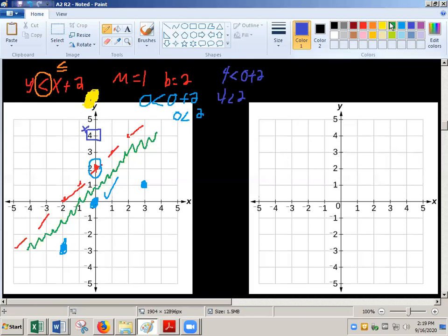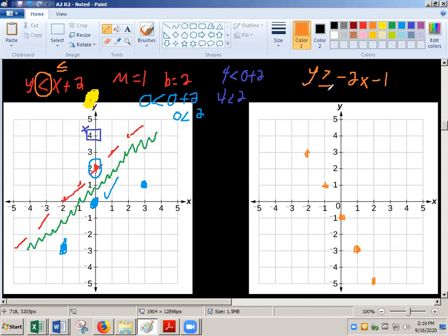Do one more example. We'll do y is greater than or equal to negative 2x minus 1. So when I'm looking here, I'm saying, okay, my b value is negative 1. I'm going to start right here. I have a slope of negative 2, so I can go down 2, right 1, down 2, right 1, or I could go up 2, left 1, up 2, left 1.